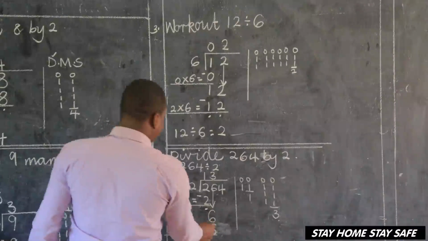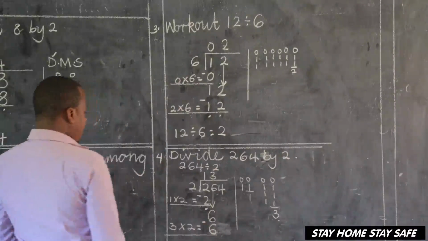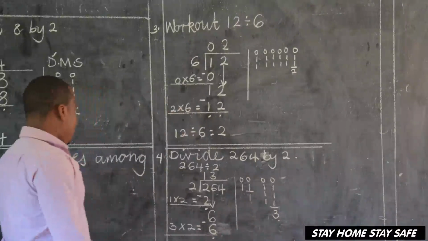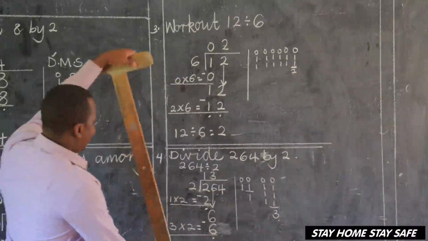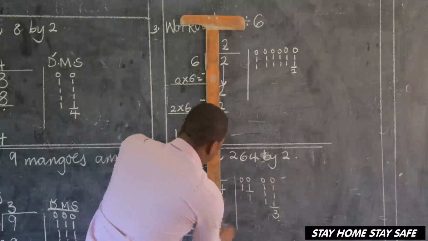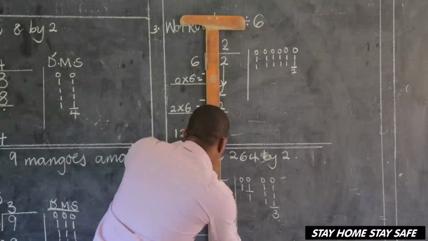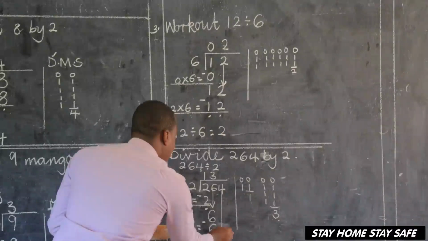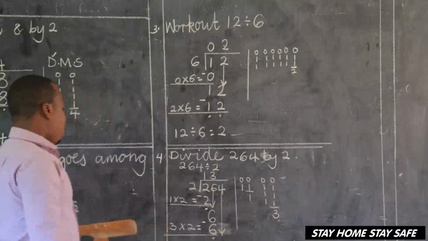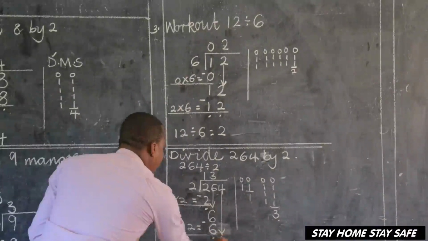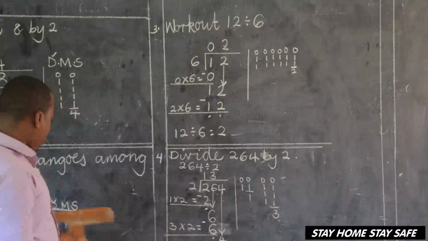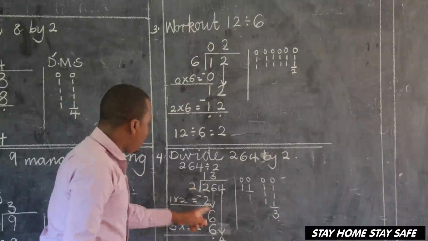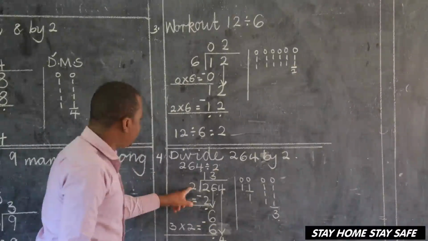So what is 6 take away 6? 6 take away 6 is 0. So I can put there a dot. Then lastly, I get now the last digit. Remember, we divide 1 digit by 1. So I will bring my 4 here. Then I'll now get 4 by 2. What is 4 divided by 2?